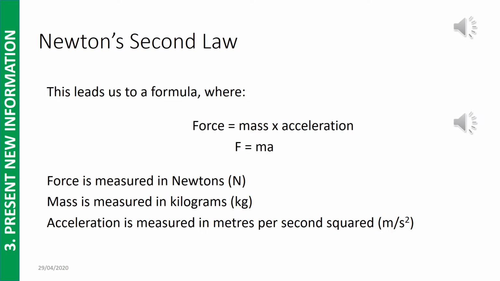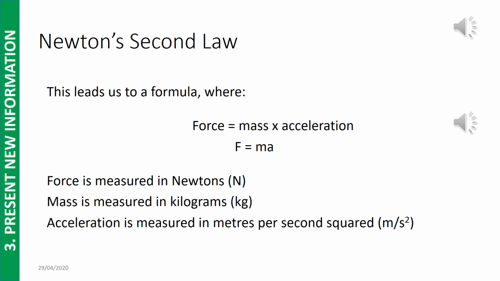So putting this together leads us to the formula where force equals mass times acceleration. Force, as always, is measured in newtons, mass is measured in kilograms, and acceleration is measured in meters per second squared. The 2 points from the previous slide can be clearly explained now and seen. So for a constant mass, the bigger the force applied to the object, the bigger the acceleration will be. And you can see that from this equation.